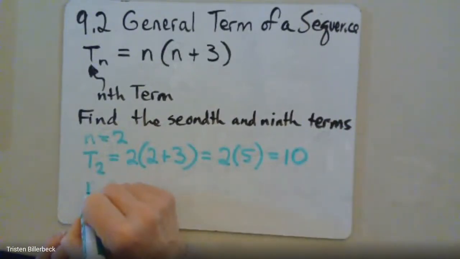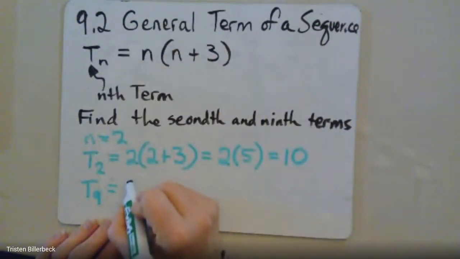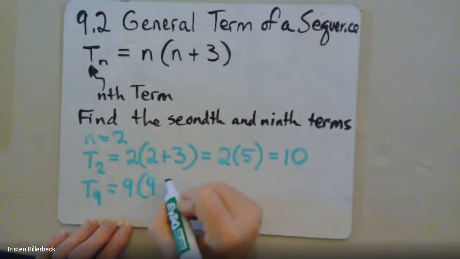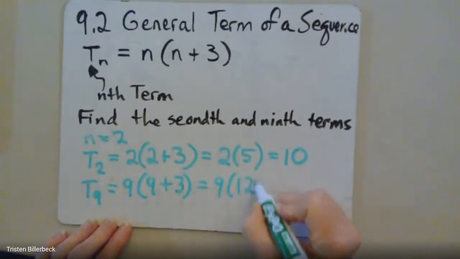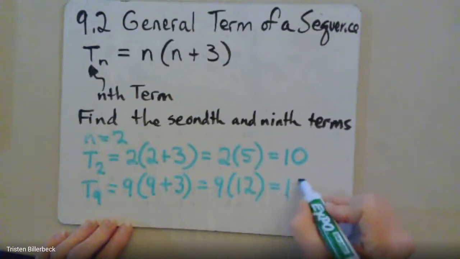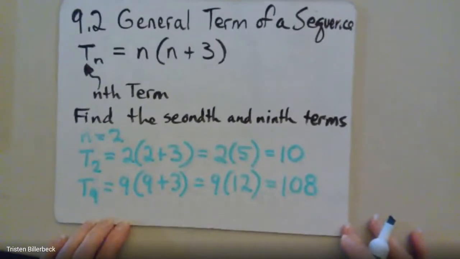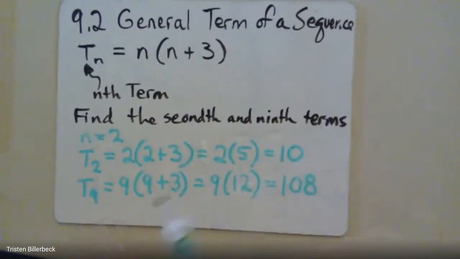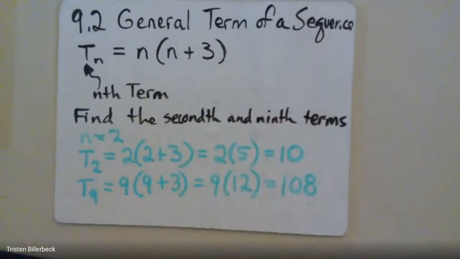If we want to find the ninth term, we put in 9 for the n. So we have 9 times 9 plus 3, which equals 9 times 12, and that ends up being 108. So that's what they're asking you to do when they ask you to find the second and the ninth terms. Ooh, I misspelled second there. So let's look at the next example.